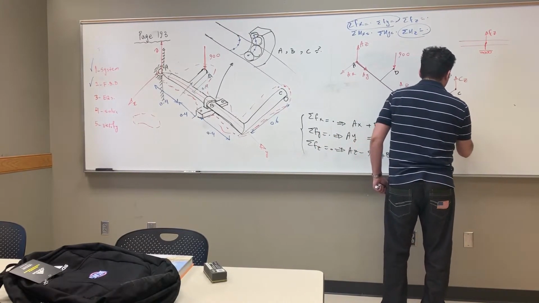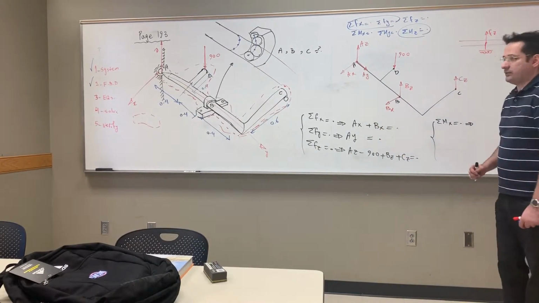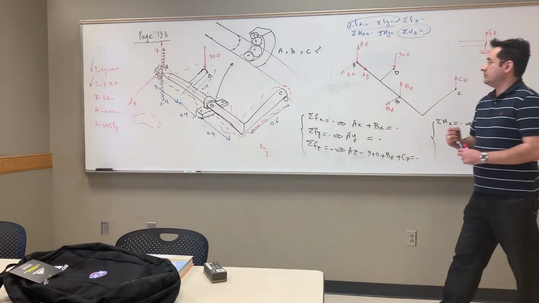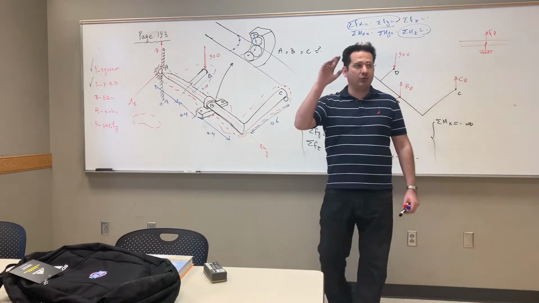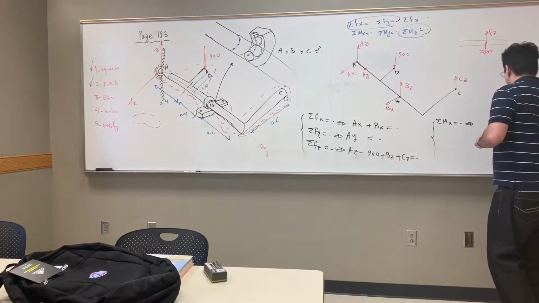Summation of moment x. What do I get here? First of all, what point should I choose for my reference moment? My candidates are A, D, B, and C. Which one should I choose as my reference moment? A. Why? Because it's the one that has the most unknowns going through it. So, according to what we mentioned before, that's the best point to choose.